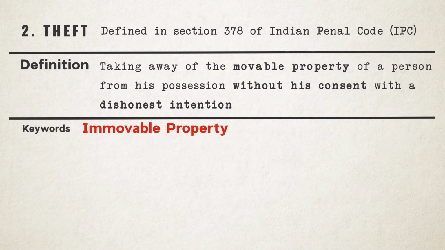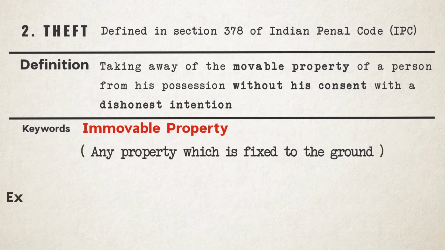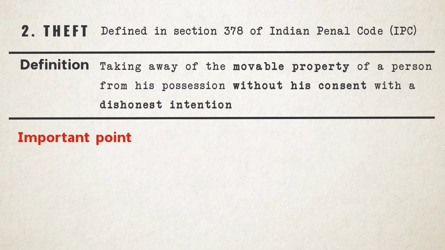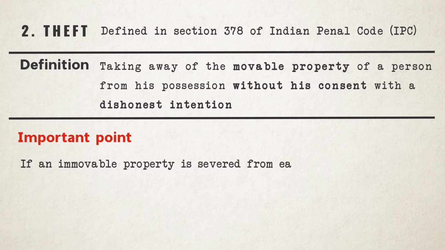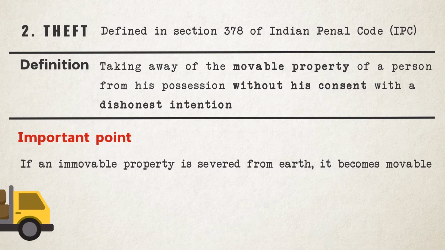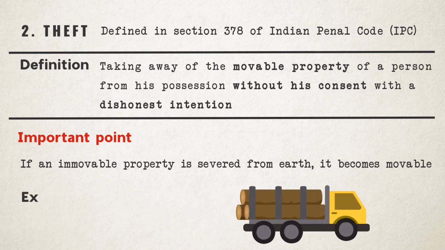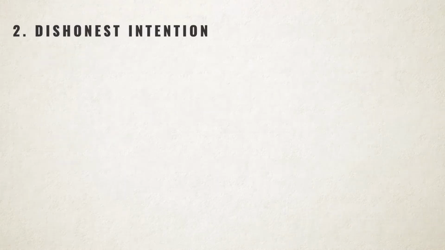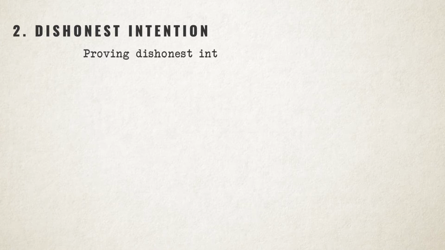Immovable properties are those which are fixed to the ground. For example, a house, your land and a tree in your house are immovable properties. But it is worth noting that if an immovable property is severed from earth, it becomes a movable property. For example, if a tree is cut down, it becomes a movable property and it comes under the purview of theft.